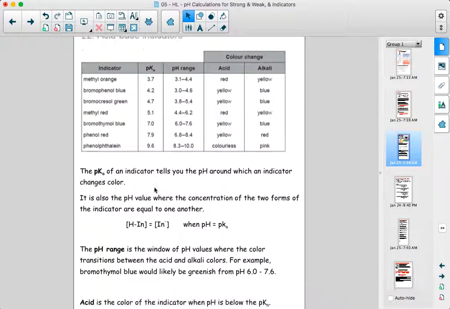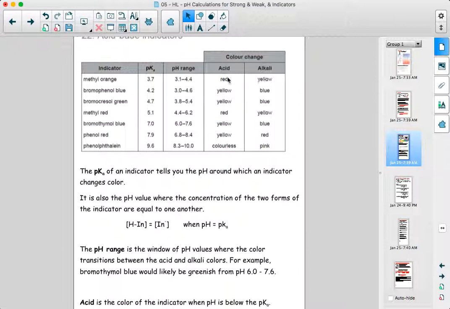Now, actually, the color changes across a range of colors, and so what that means is that, for example, bromothymol blue doesn't just change immediately at 7. It's going to be changing color between pH 6 and 7.6. And since its two colors are yellow and blue, in between, during this pH range, it's probably going to appear kind of greenish, right? Methyl red in this pH range will appear kind of orangish, because between red and yellow is orange. So pKa is the precise pH around which it changes, and the pH range is where it's actually in that transition.